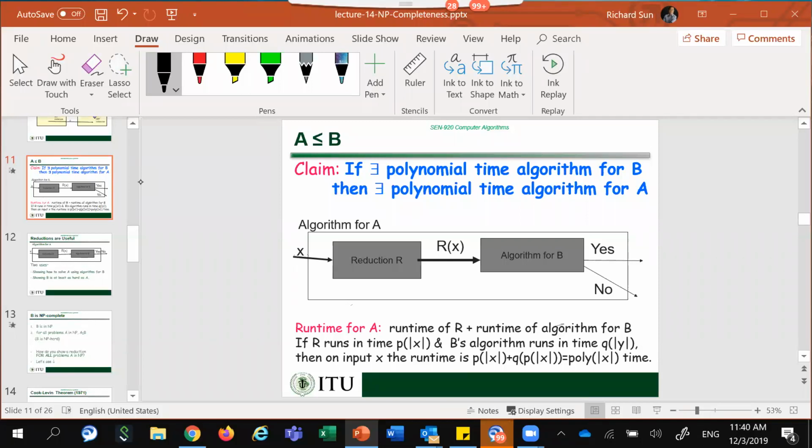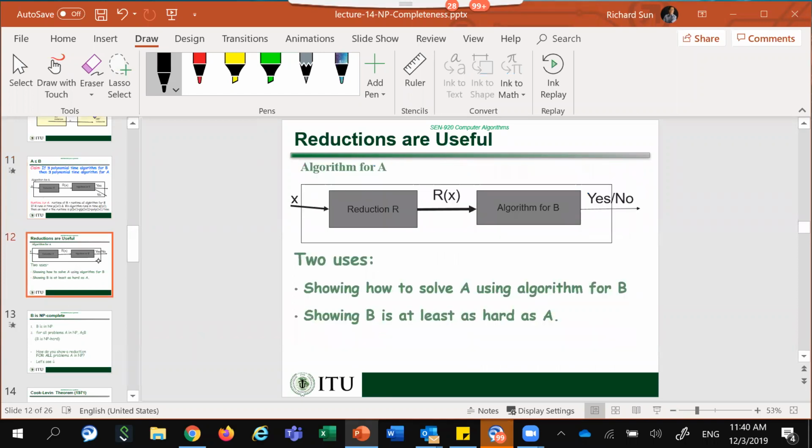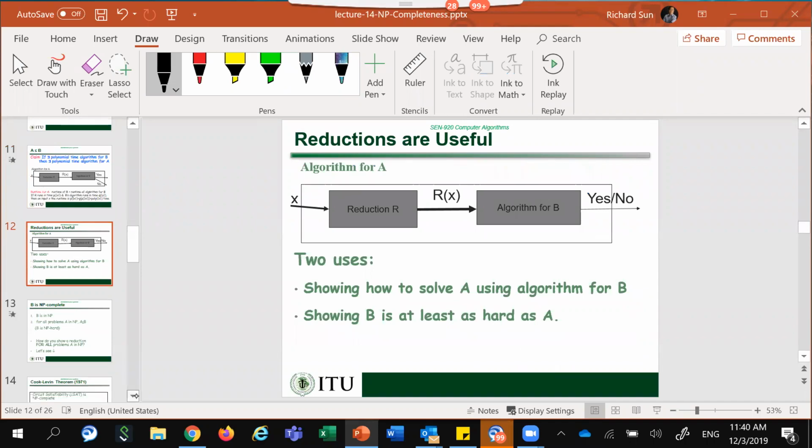So here, if the transformation runs in P of X, a polynomial in the size of X, the problem instance of A, and B's algorithm runs in polynomial Q in Y, then the runtime for A is P of X to do the transformation, plus Q of P of X, because after that you have to pass the input to B. The resultant problem instance to B is of size P of X, which is still a polynomial. Now the next is the key observation.